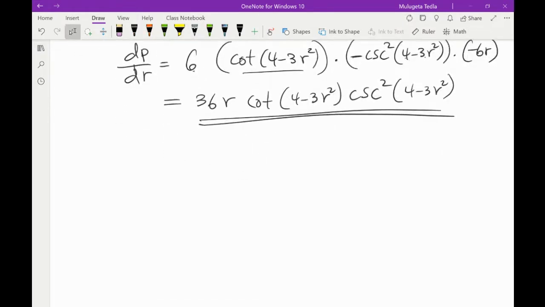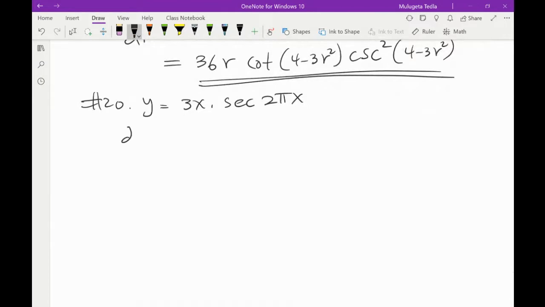Now I want to do a product rule. Number 20 has a product rule. y equal to 3x times secant of 2 pi x. So dy by dx, you know, this is uv, u prime v plus uv prime.